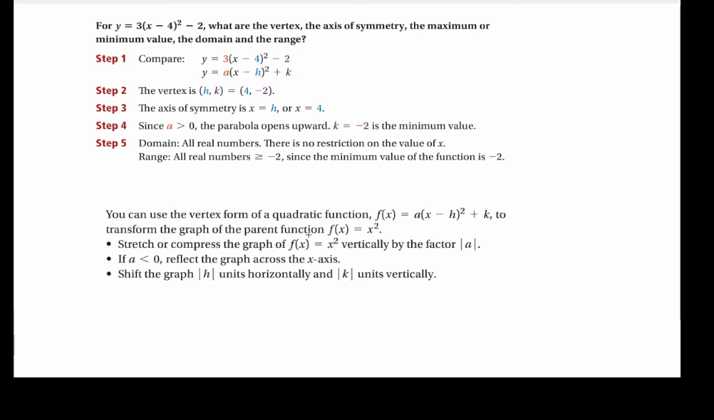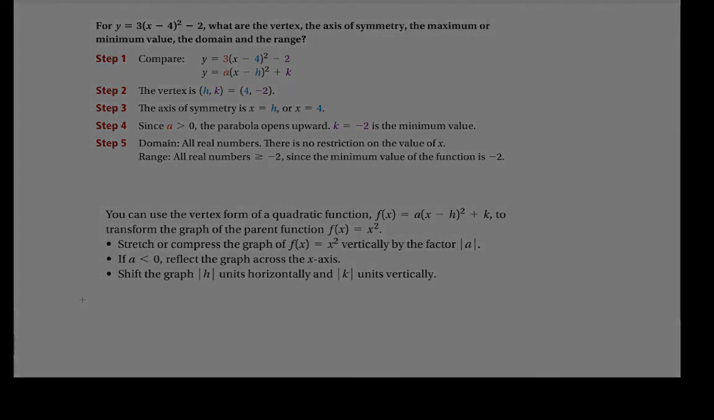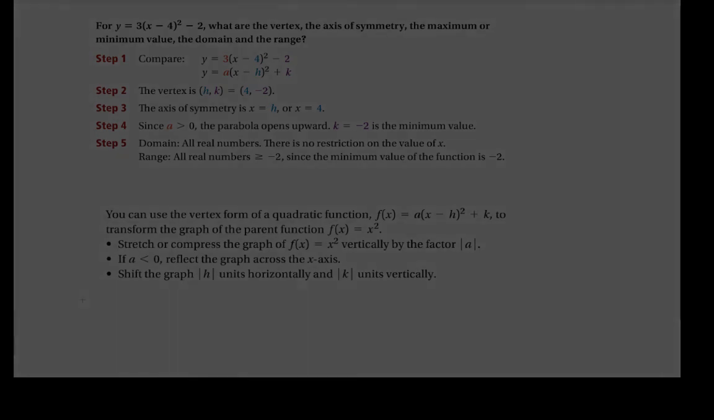So vertex form is nice. We can use vertex form of a quadratic function to transform the graph of the parent function. We can stretch or compress, we can reflect if we need to, and we can shift horizontally and vertically, and we can get all that information just from the vertex form. So compare this to a linear function. The nice form for quick graphing, getting all the information we need, is slope-intercept form, y equals mx plus b. It's kind of like that version of a quadratic here. Again, it's very useful for us.